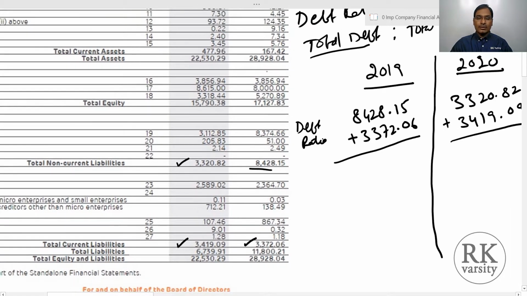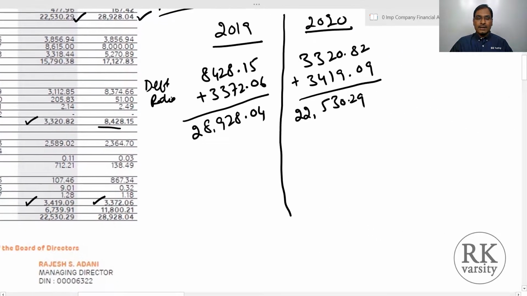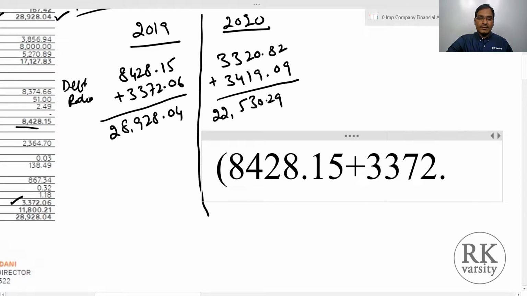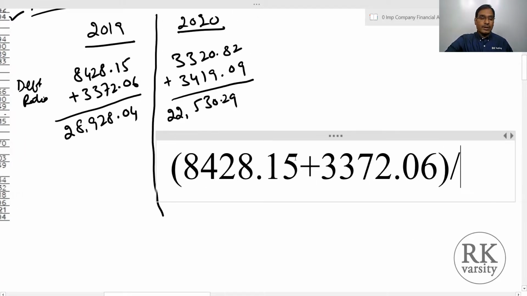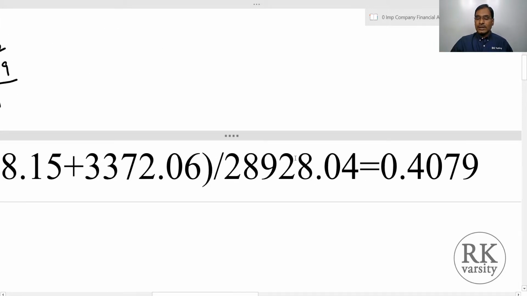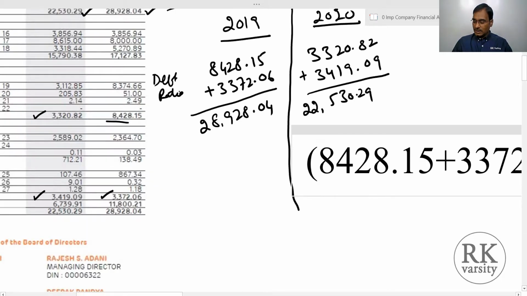Total assets for 2019 are 28,928.04, whereas for 2020 this is 22,530.29. So using a calculator we'll calculate the debt ratio. 8428.15 plus 3372.06 upon total assets 28928.04. So the debt ratio is 0.41.